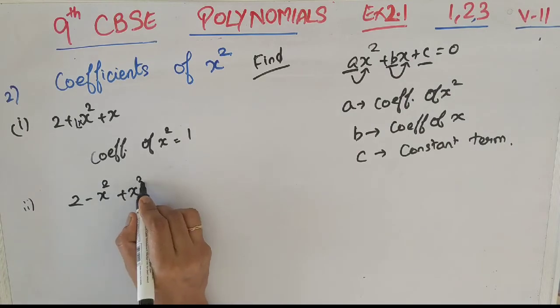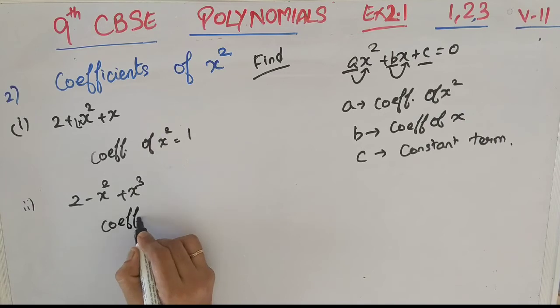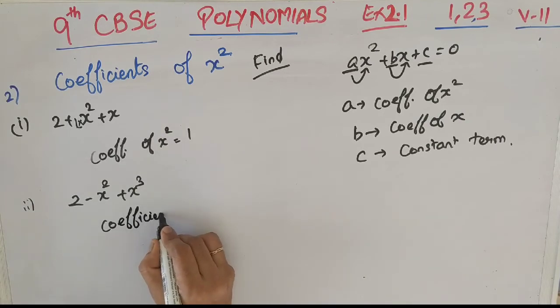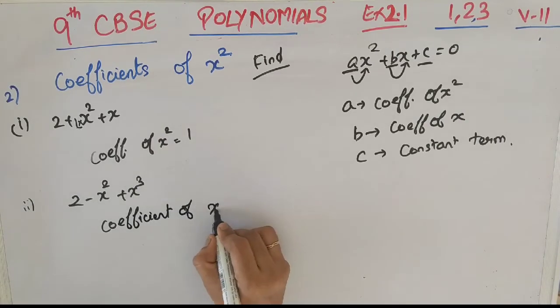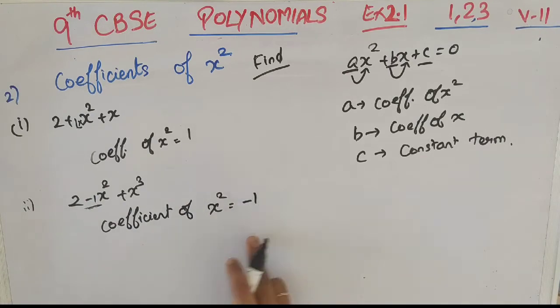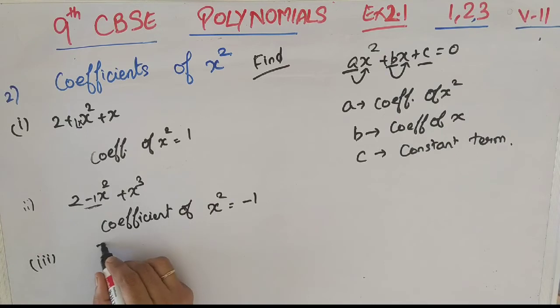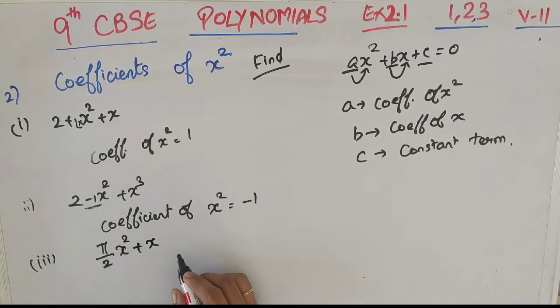Now, let me go to the second question. 2 minus x squared plus x cube. Here, what is the coefficient of x squared? 1 into x squared, isn't it? No, because the coefficient of x squared is minus 1. Clear? It is minus 1x squared. Therefore, the coefficient of x squared is minus 1. Am I correct? Yes.